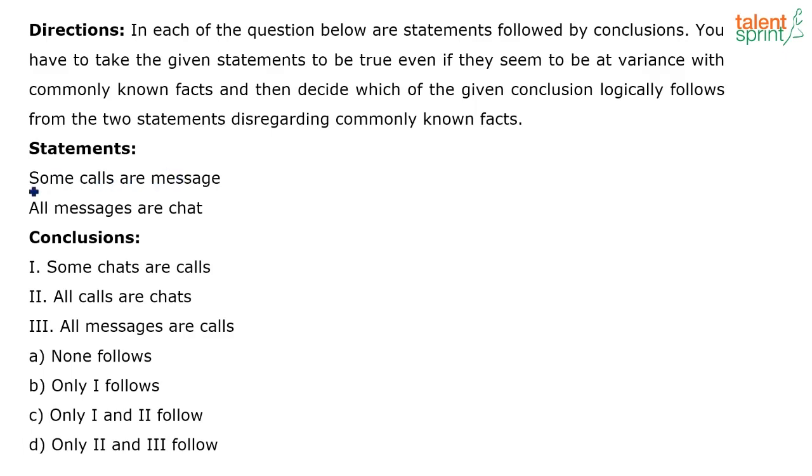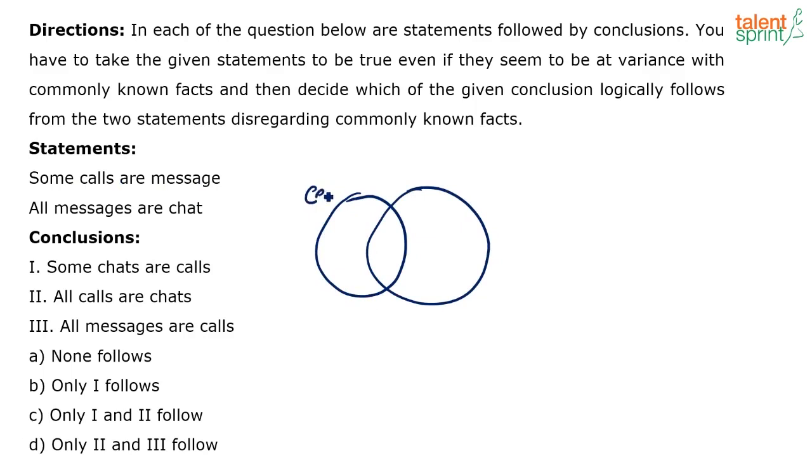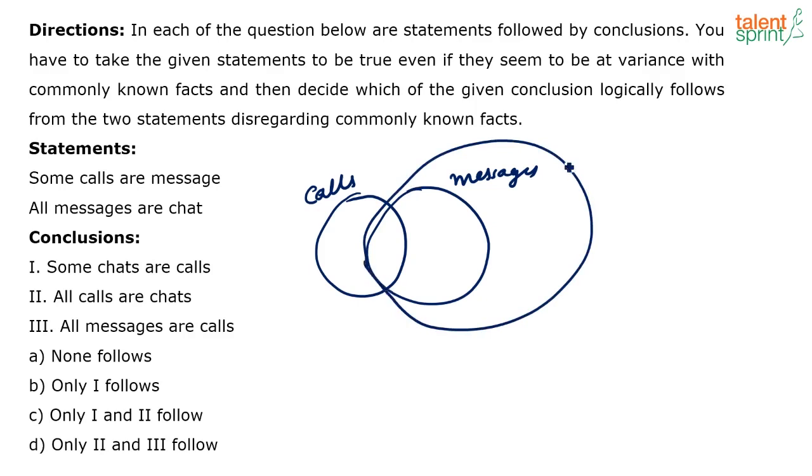Now, what is given here? Some calls are messages. What is the basic diagram for some calls are messages? It is like this, correct? Basically there is an intersection between these two sets. Next they have said that all messages are chat. So if this is the set messages, this is going to be chat, correct? All messages are chat.